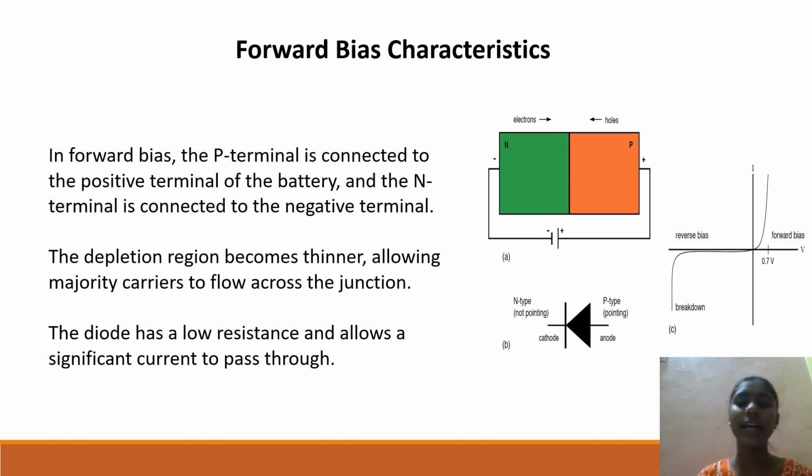Forward bias characteristics. In forward bias, the P terminal is connected to the positive terminal of the battery and the N terminal is connected to the negative terminal. The depletion region becomes thinner, allowing majority carriers to flow across the junction. The diode has a low resistance and allows a significant current to pass through.